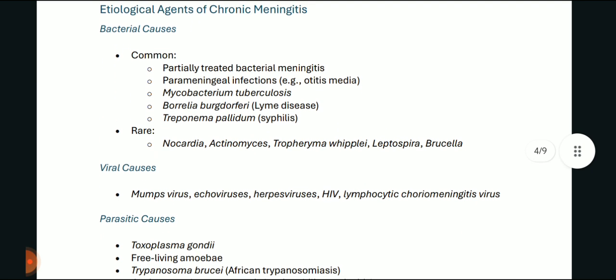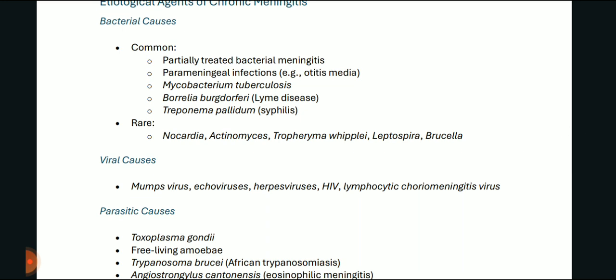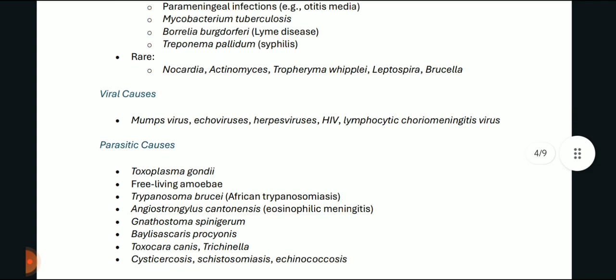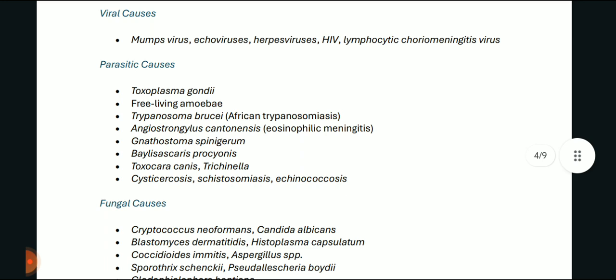Now, the etiologic agents of chronic meningitis. Of course, there will be bacterial causes mostly. Partially treated bacterial meningitis can present as chronic meningitis. Parameningeal infections like otitis media can lead to chronic meningitis. Mycobacterium tuberculosis infection can lead to pyogenic or chronic meningitis. And Borrelia burgdorferi, Lyme disease, and Treponema pallidum, syphilis, all these can lead to chronic meningitis. The rare causes are Nocardia, Actinomyces, Tropheryma whipplei, Leptospira, and Brucella. Now, the viral causes are mumps virus, echovirus, herpes virus, HIV, and lymphocytic choriomeningitis virus.